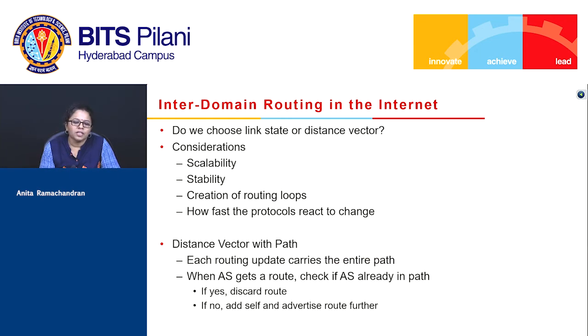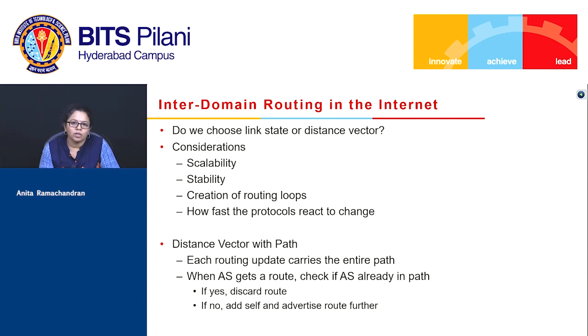With that background, for achieving inter-domain routing in the internet, do we choose link state or distance vector? Now, the considerations for choosing an inter-domain routing protocol in the internet would be scalability. The protocol should be able to scale up to the millions of connected devices in the internet. Stability: we should not end up in cases where paths are not stable, the protocol is not stable, and there is a loss of network connection.